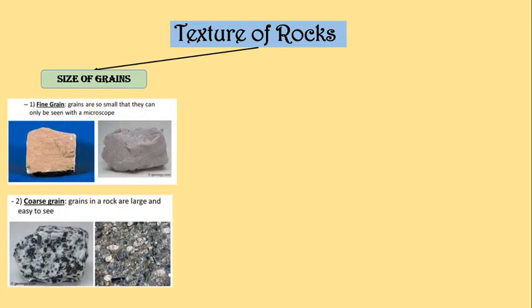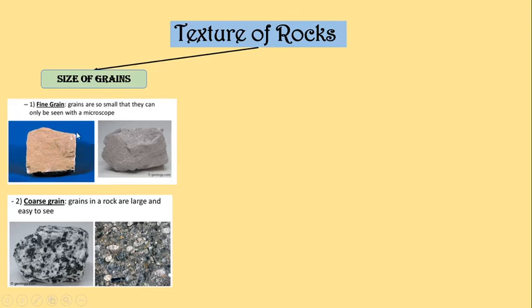Now, how about the texture? Texture of rocks. There are some types of texture in rocks. First, we classify based on the size. Based on the size, there are two types of rocks. First, it has fine grain. Fine grains are so small that they can only be seen with a microscope. Jadi butiran-butirannya itu sangat halus.